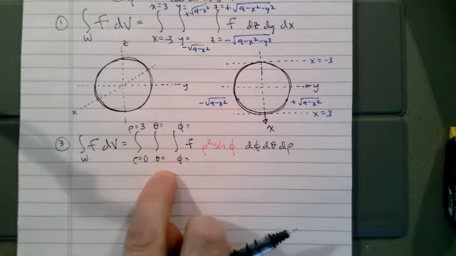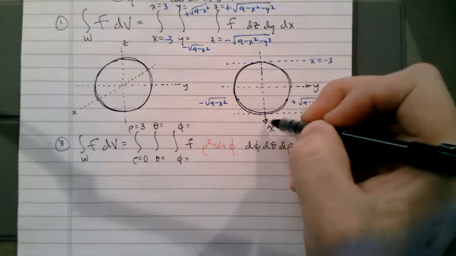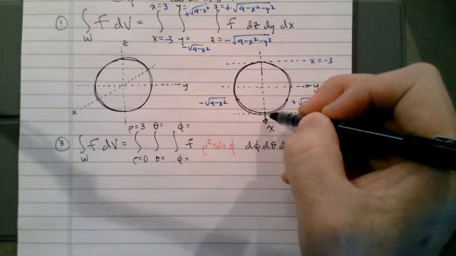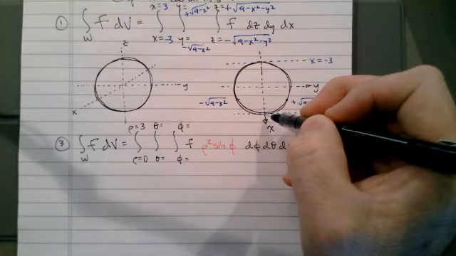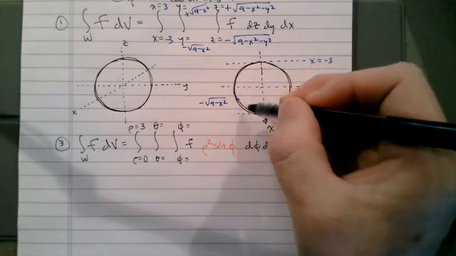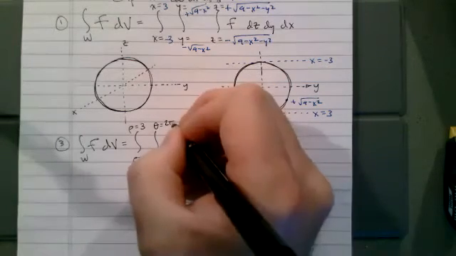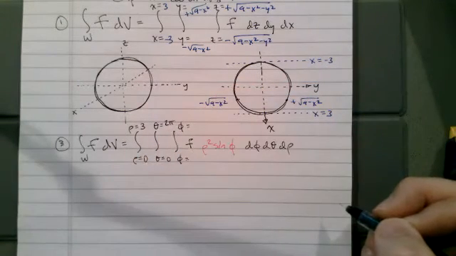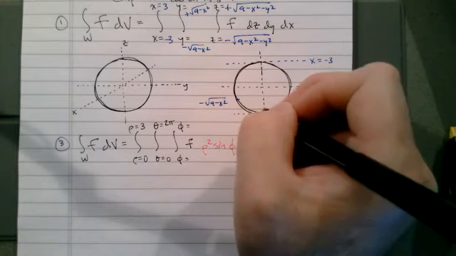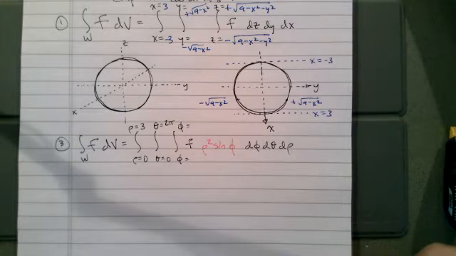What values of theta will we need to describe this sphere? We look at this from the top down. Theta is measured from the positive x-axis, and theta has to start at 0. That's the lowest value we're allowed for theta. And I want theta to go all the way around. So I'm going to integrate theta from 0 to 2 pi, because I want to get every slice going around the xy plane.